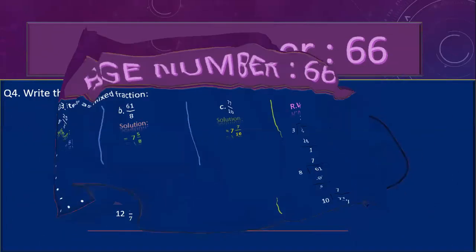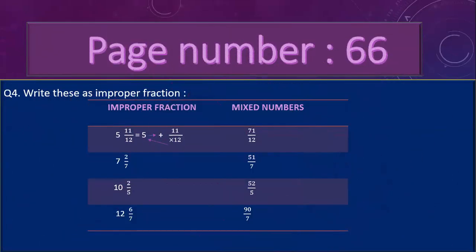Come to question 4. Write these as improper fractions. This is the inverse question of question 3. In question 3, an improper fraction is given, and we convert it into the mixed number. Now mixed numbers are given and we convert them into improper fractions. Which fractions are improper? Those in which the numerator is greater than the denominator.